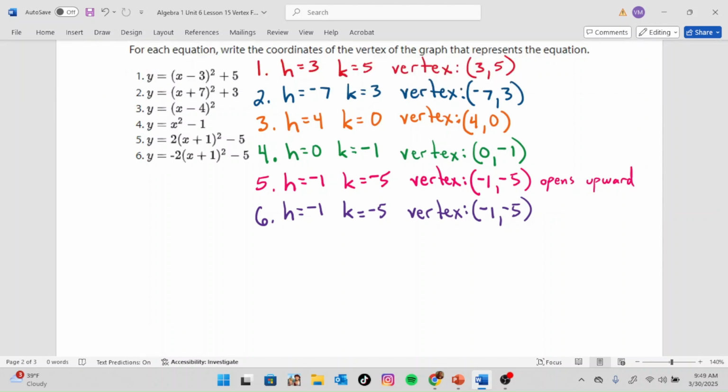Number 6, since the a term is negative 2, the negative means this one opens downward. So 5 and 6 would actually be mirror images of each other, where they would share the same vertex and then open in opposite directions at the same rate.